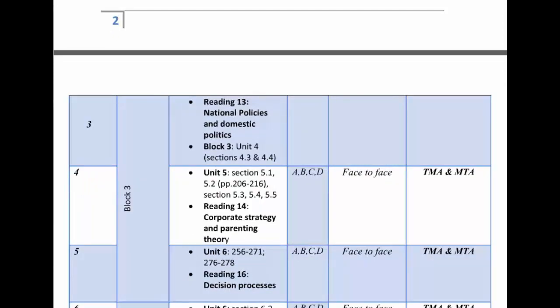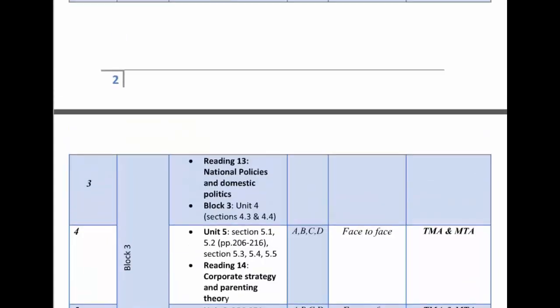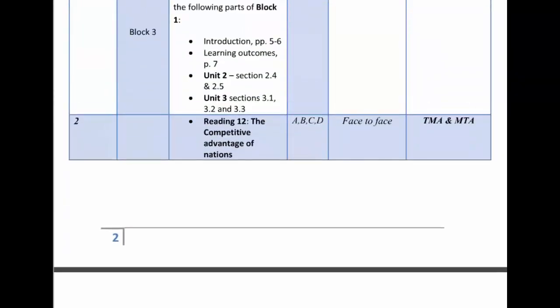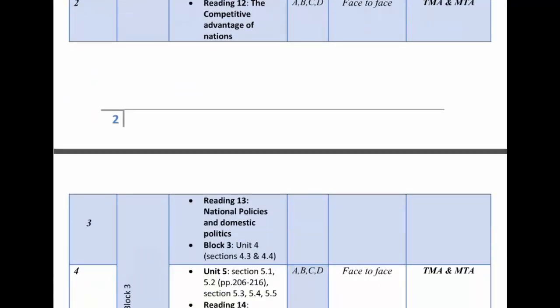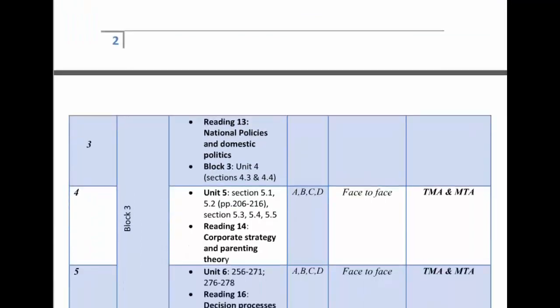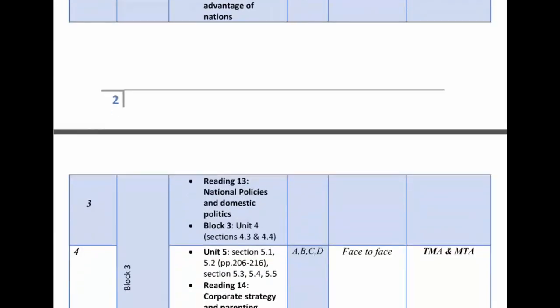Okay, and then finally we will also discuss unit 4, and in unit 4 we will discuss only sections 4.3 and 4.4. Okay, so as you can see, we just discussed block 3, and we reached unit 4 of block 3.